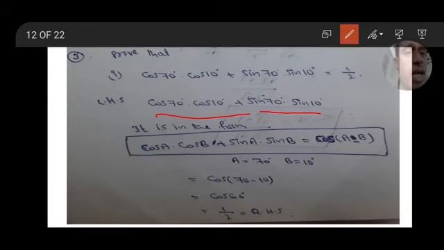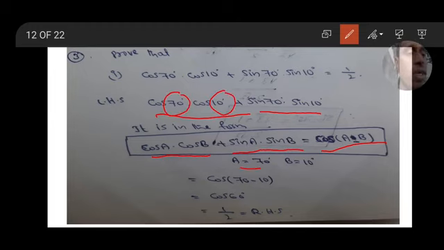Angles are same, sin cos remaining. So it is of the form cos A cos B plus sin A sin B. Cos A cos B plus sin A sin B equal to, what is the formula? Cos of A minus B. We have, it is of the form cos A cos B plus sin A sin B, that equal to cos of A minus B. Here A equal to 70 degrees, B equal to 10 degrees.